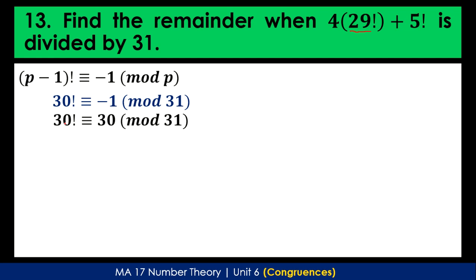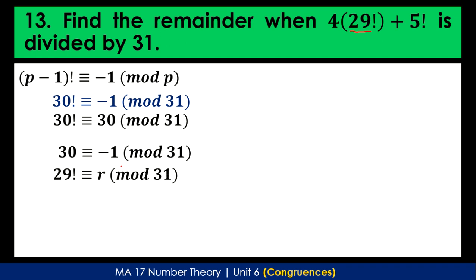So let's just go back. If we divide 30 by 31, the residue is 30, but the negative residue of that is negative 1. And we don't know the 29 factorial, so let's represent that as R.